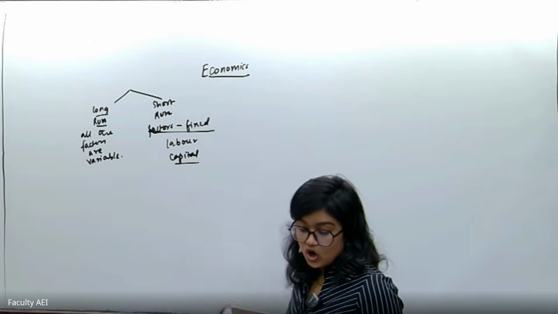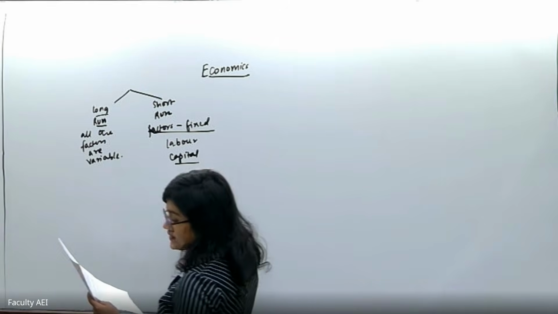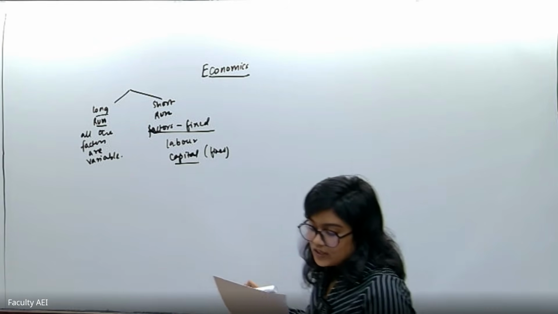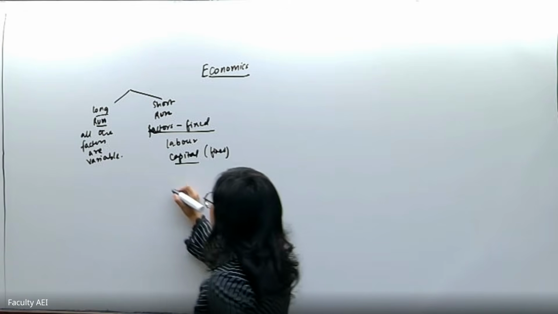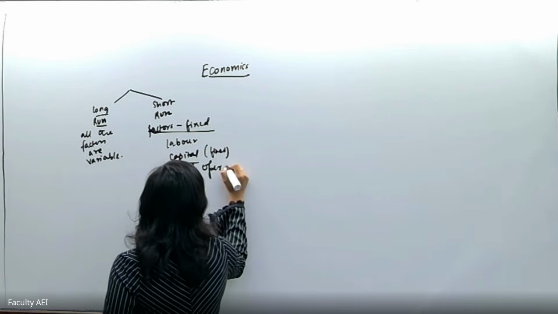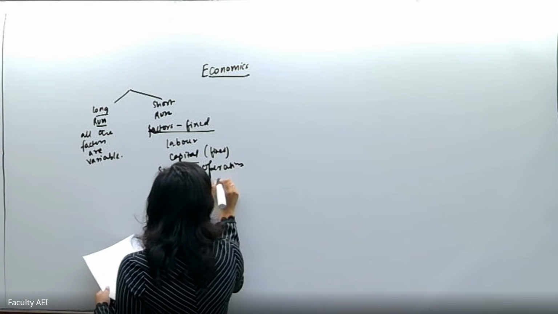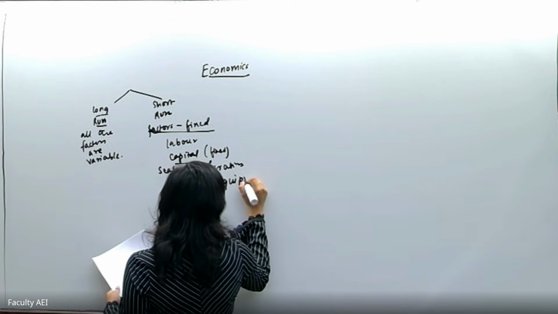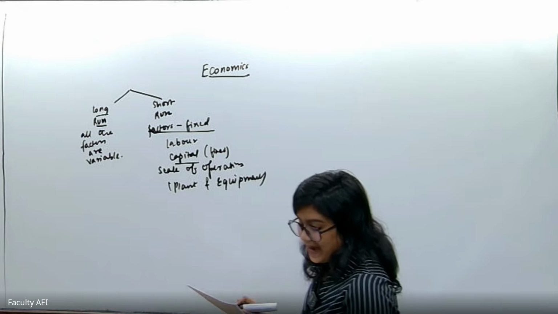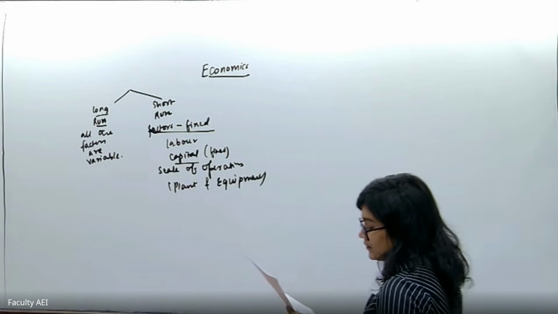Typically we assume that the capital is fixed in the short run. So a firm cannot change its scale of operation. In the short run, the firm will not be able to change its scale of operations, plant and equipment, because if you do not have capital, you will not be able to buy more plants and equipment over the short run. And under the long run, all the factors of production are variable.